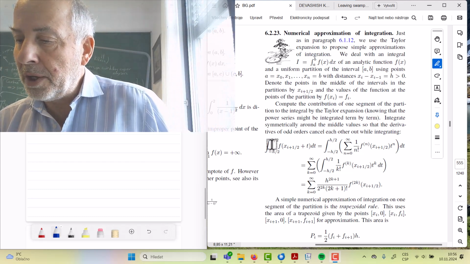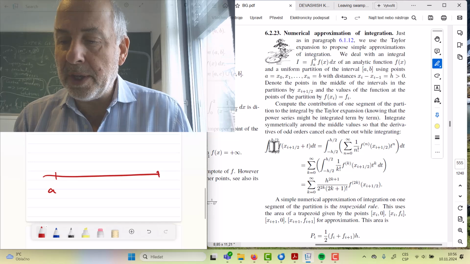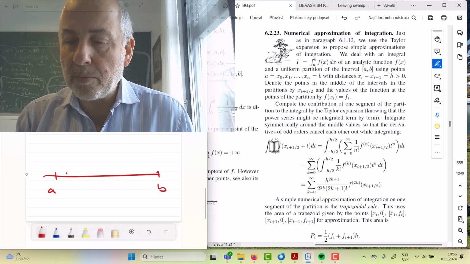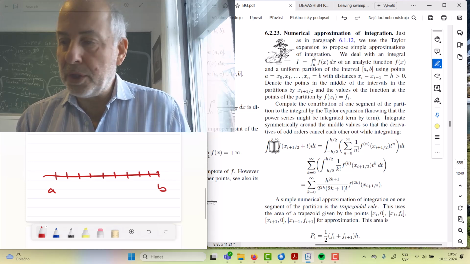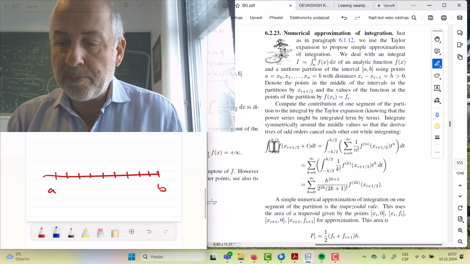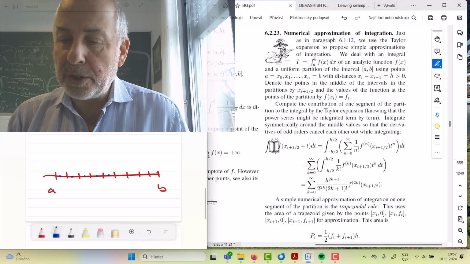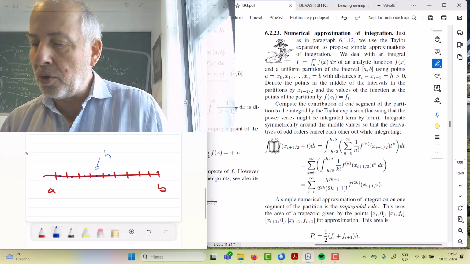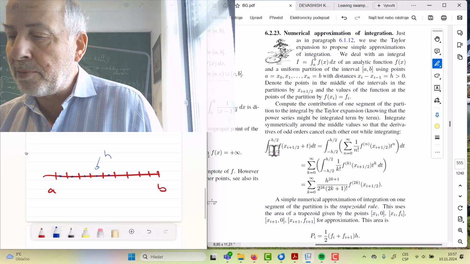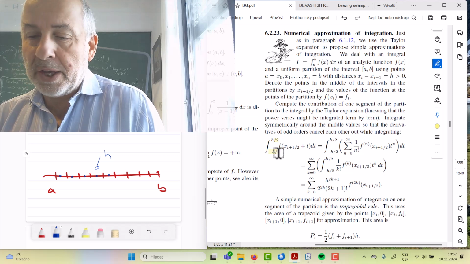So you see, if we make something like a line, so it's A, B, and then I will have the intervals here. So what I do is I simply choose the points in the middle of the intervals, and the individual intervals will have length h, and so what we are doing is we simply integrate from minus h half to plus h half.